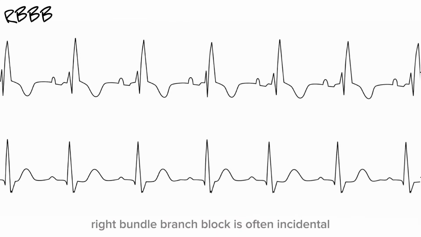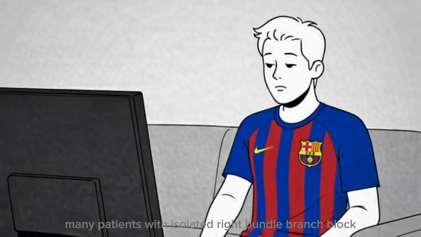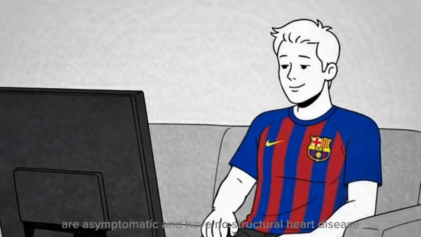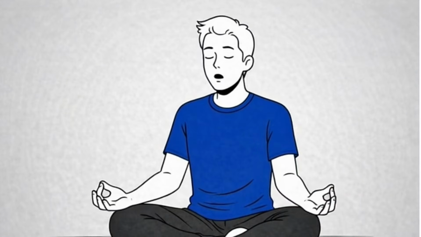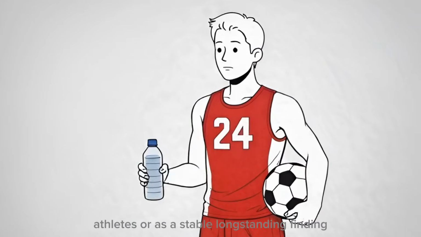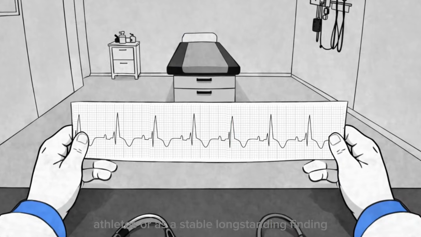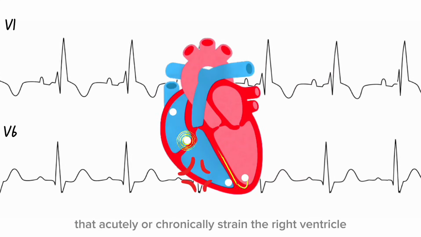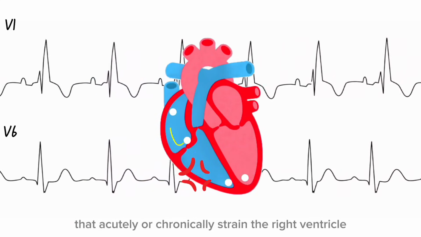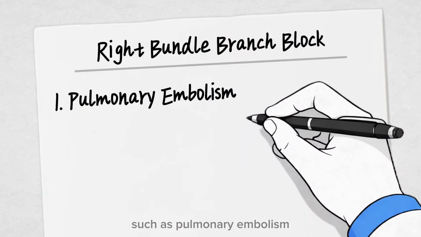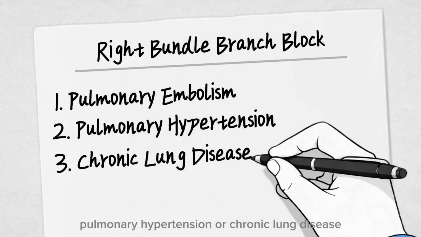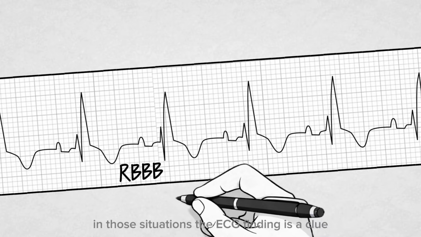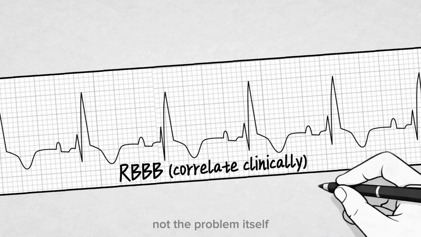Right bundle branch block is often incidental. Many patients with isolated right bundle branch block are asymptomatic and have no structural heart disease. It may be seen in healthy individuals, athletes, or as a stable, long-standing finding. However, right bundle branch block can also appear in conditions that acutely or chronically strain the right ventricle, such as pulmonary embolism, pulmonary hypertension, or chronic lung disease. In those situations, the ECG finding is a clue, not the problem itself.